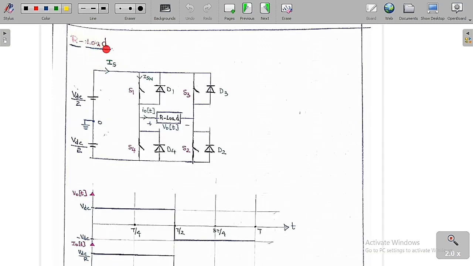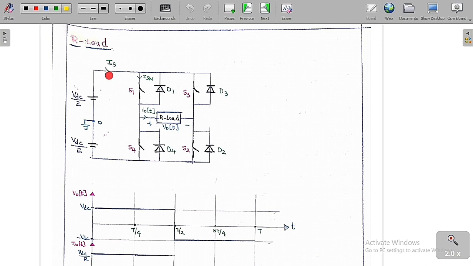So now we are going to study for R load. We have to apply the load as R load for the single phase full bridge voltage source inverter. So this is plus or minus VDC by 2, plus or minus VDC by 2. So the overall input voltage is now VDC. And this is the circuit diagram, which has S1, S2, S3, S4 with their parallel diodes D1, D2, D3, D4. So we are going to keep a load which is R load, and the output voltage is V naught of t and the output current is I naught of t.